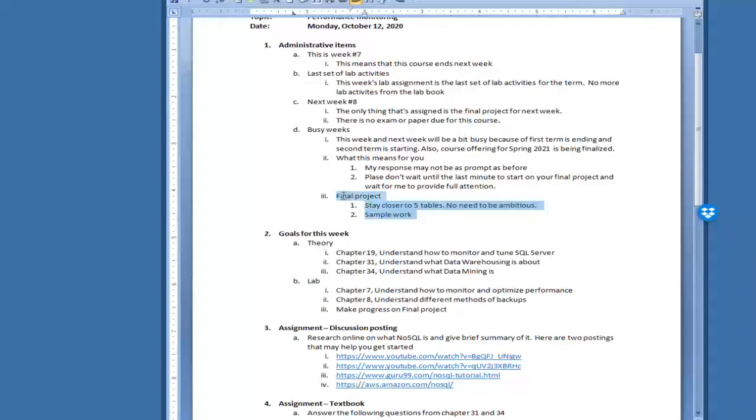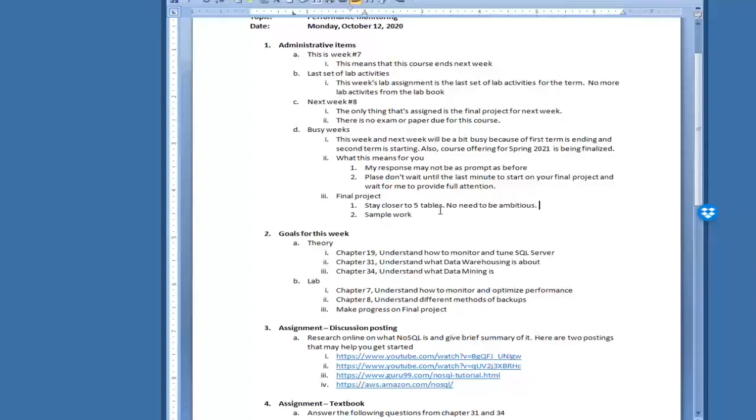Just a word about the final project. In terms of the scope of your final project, try to stay close to 5 tables. The more tables you create, the more records you will need, and the more relationships you need to establish and troubleshoot. So you don't need to be ambitious. Just stick with the requirements and just get it to work, and that should be fine. I did post a sample work for you to view, so utilize that to your advantage.